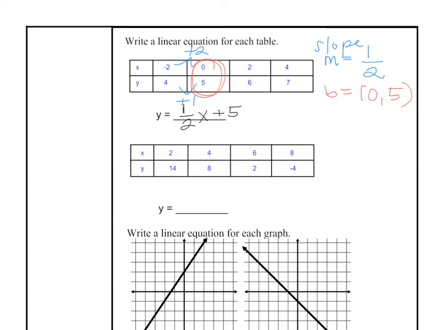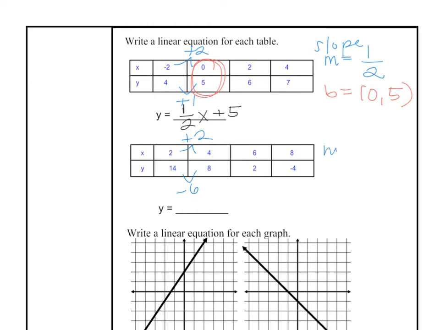Next table, again, we need to find our change in y over our change in x for our slope. So let's see, I only need two numbers. Let's take these first two. From 2 to 4 is +2, and from 14 to 8 is -6. I don't need to go any further than that. That's enough information for me.